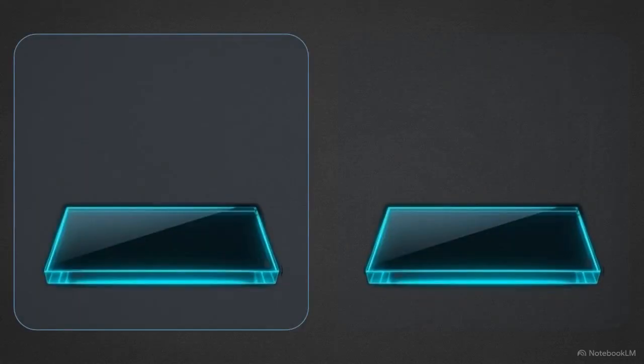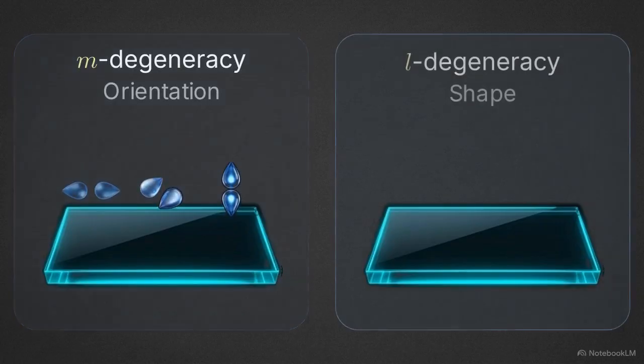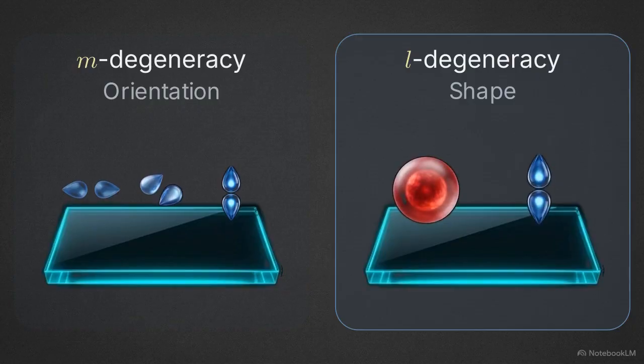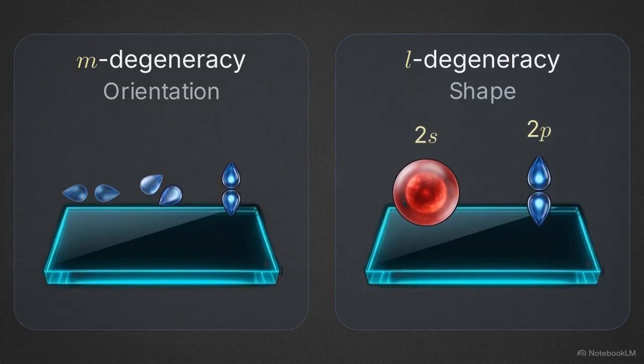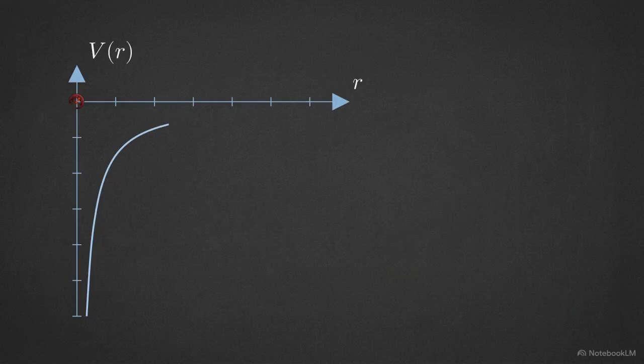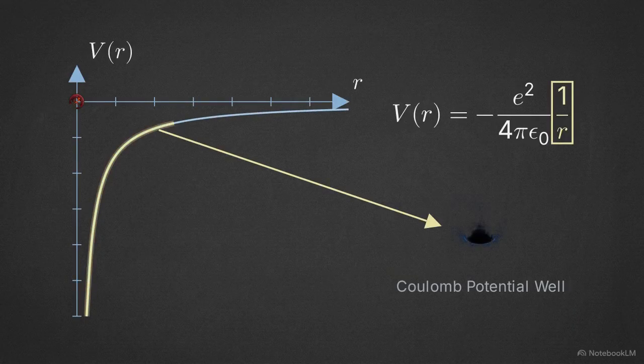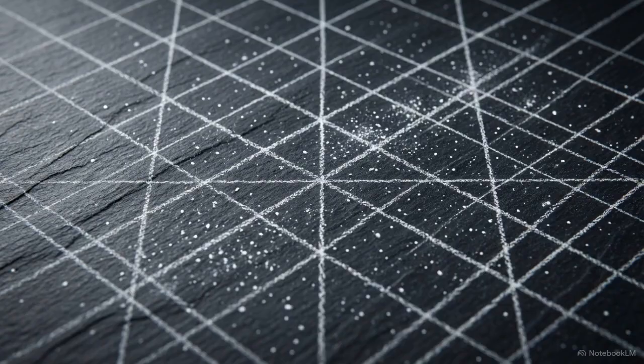There is a distinction between M degeneracy, which concerns orientation, and L degeneracy, which concerns differing shapes like 2S and 2P. Rotational invariance makes M degeneracy a requirement for every central potential. In contrast, L degeneracy is a mathematical quirk specific to the 1/r nature of the Coulomb potential. It is not a fundamental property of space itself.